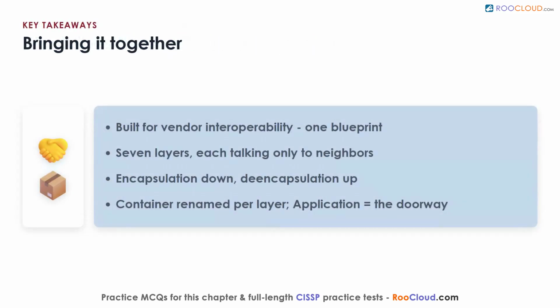So let's bring it together. This reference model was built so different vendors could interoperate around one shared blueprint. 7 layers each own a slice of the job, talking only to their neighbors. Encapsulation wraps data on the way down, and de-encapsulation unwraps it on the way up, with each header readable only by its peer. The container is named differently at each layer, from protocol data unit down to raw bits. And the application layer is the doorway between your software and the network.